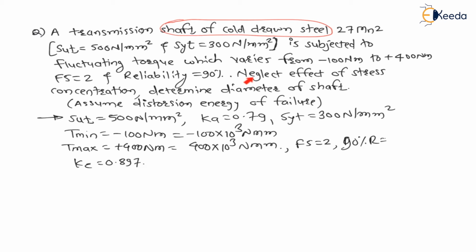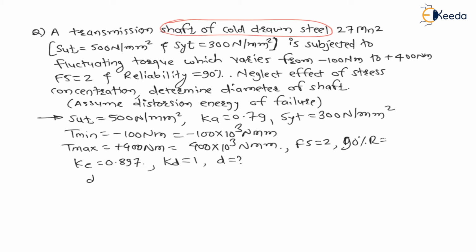Now next statement is neglect effect of stress concentration, determine the diameter of shaft. Now they are saying to ignore the effect of stress concentration, that is, modified stress concentration factor is equal to 1, and find the diameter of shaft. Again in the bracket they have written assume distortion energy theory of failure. Here we have to assume distortion energy theory of failure. Right. Now let us calculate some values.